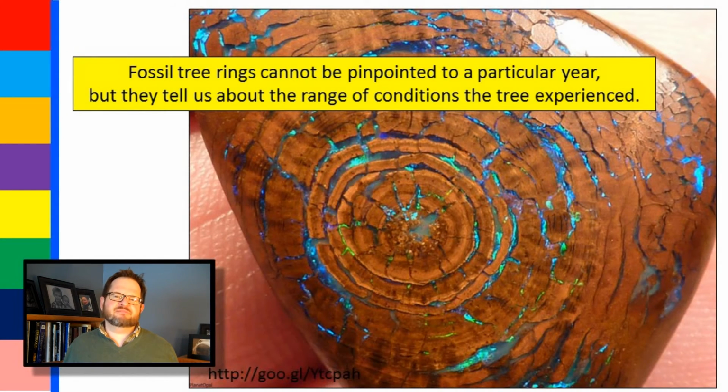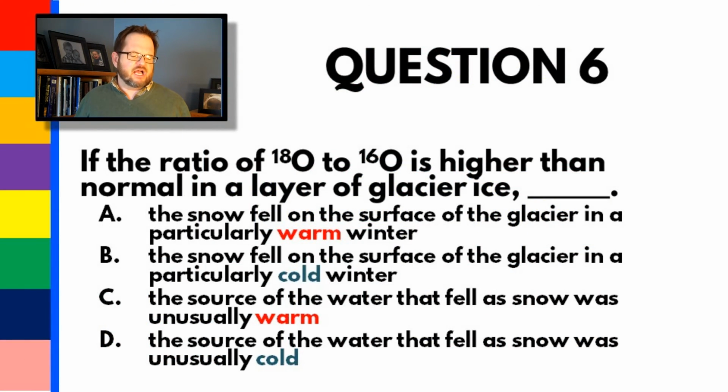Let's answer a couple quick questions about this more physical stuff about paleoclimate before we move on. Question 6. If the ratio of oxygen 18 to oxygen 16 is higher than normal in a layer of glacial ice, A, the snow fell on the surface of the glacier in a particularly warm winter. B, the snow fell on the surface of the glacier during a particularly cold winter. C, the source of the water that fell as snow was unusually warm. Or D, the source of the water that fell as snow was unusually cold.